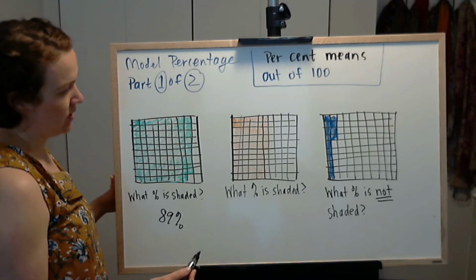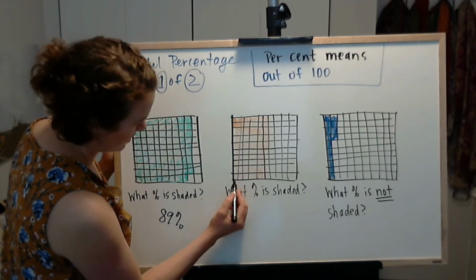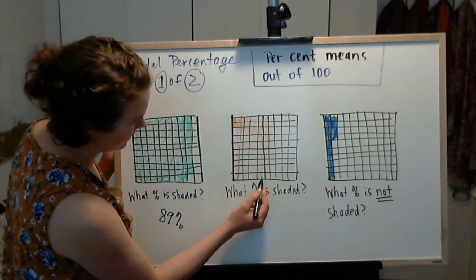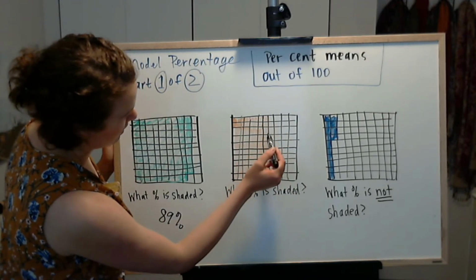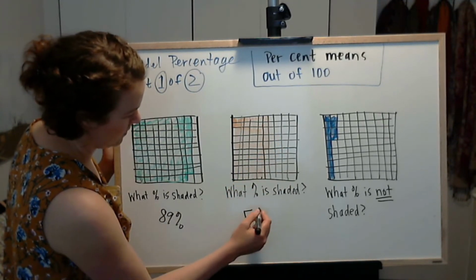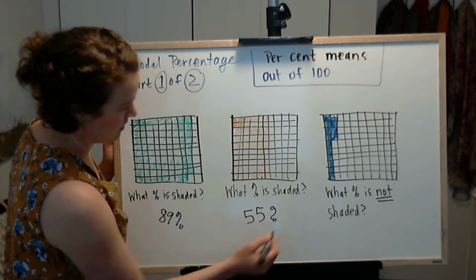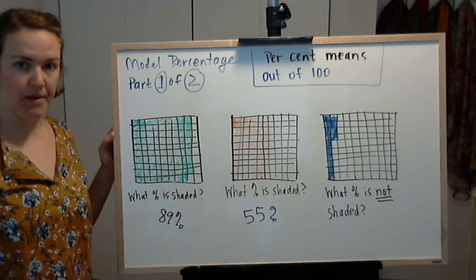What percent is shaded in this orange part? 10, 20, 30, 40, 50, 1, 2, 3, 4, 5. So 55% of that is shaded.